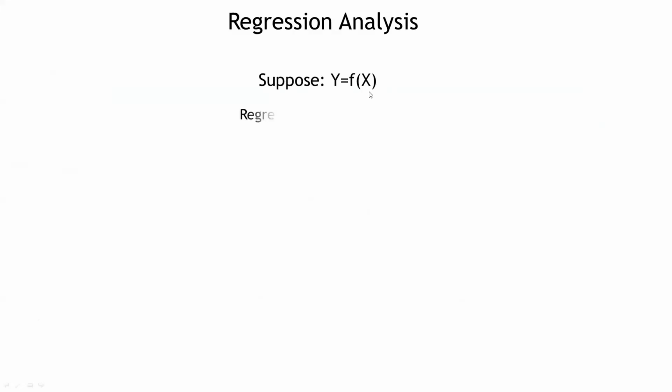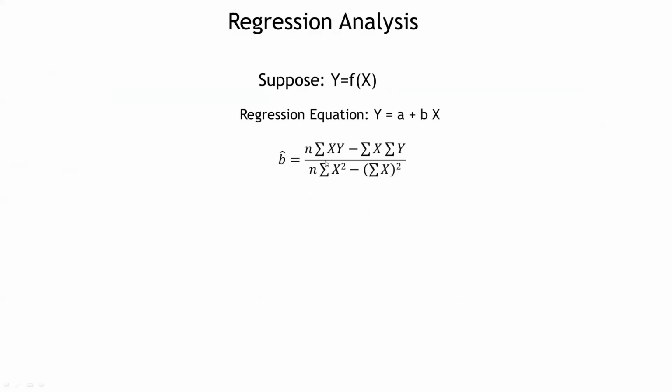If y equals a plus bx is our regression equation, the estimated value of b, denoted by b cap, equals n sum of xy minus sum of x sum of y divided by n sum of x square minus sum of x whole square. And the estimated value of a cap equals y bar minus b cap x bar.